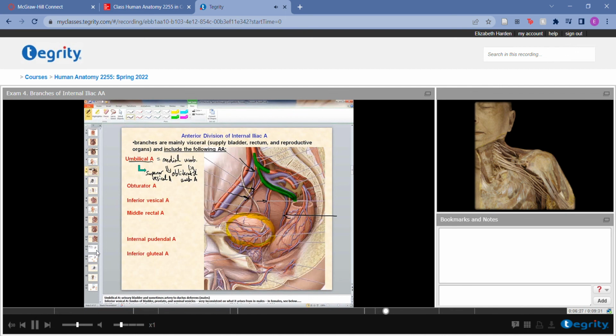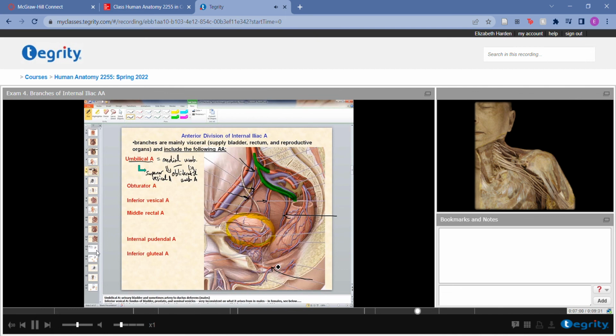You can see the middle rectal comes directly off the internal iliac, and obviously it supplies the rectum. In males, again, that can also supply the seminal vesicle and the prostate. We're going to come back to middle rectal in just a bit. You have internal pudendal, which is this one right down here. So there is my internal pudendal artery, and we already know that the pudendal nerve supplies the perineum and the genitalia, and likewise the internal pudendal artery is going to supply the perineum and the external genitalia in males and females as well.